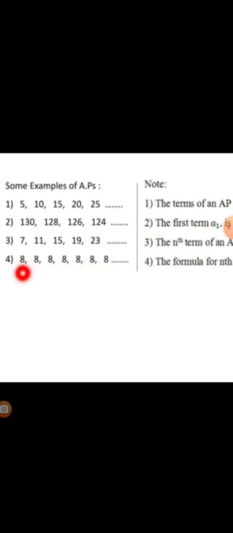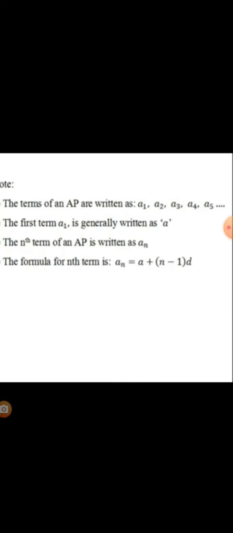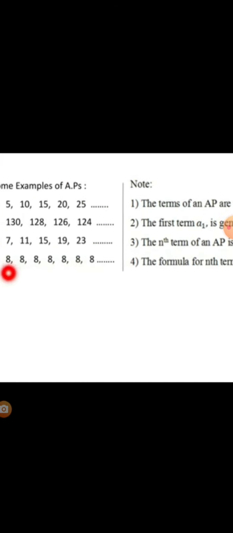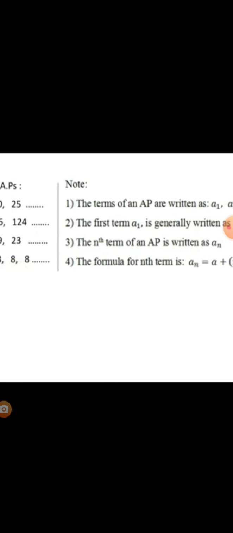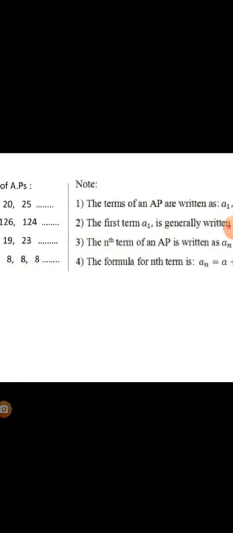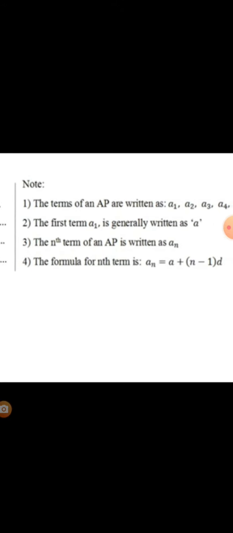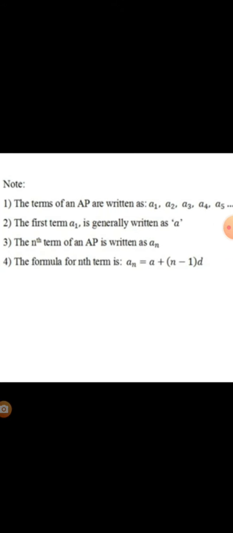Compare this with the first example. A1 means 5, A2 means 10, A3 means 15. The first term A1 is generally written as A. The nth term of an AP is written as A suffix n. Then the formula to find the last term is an is equal to a plus n minus 1 into d.